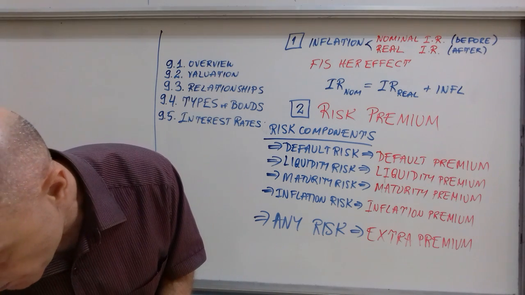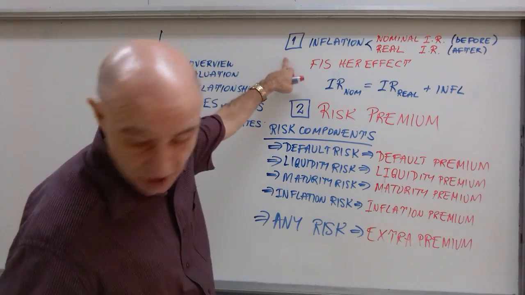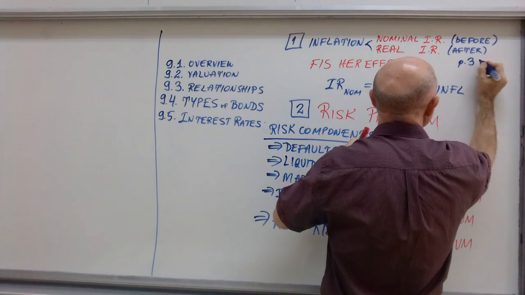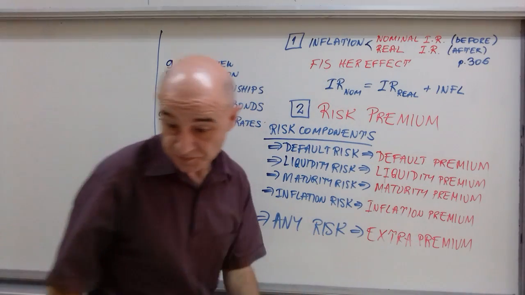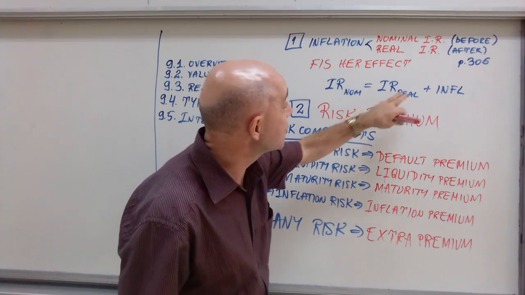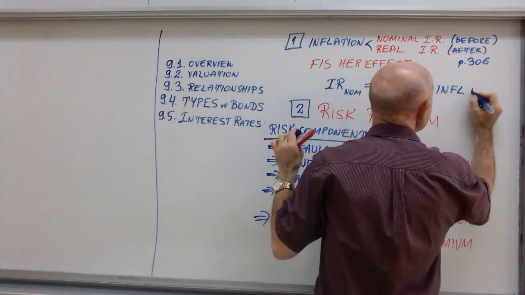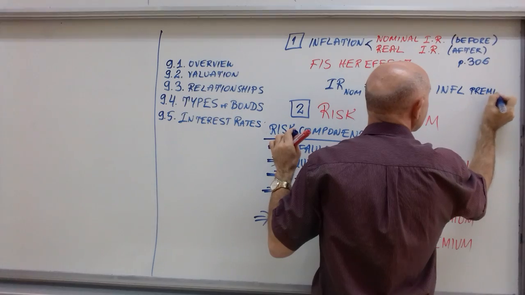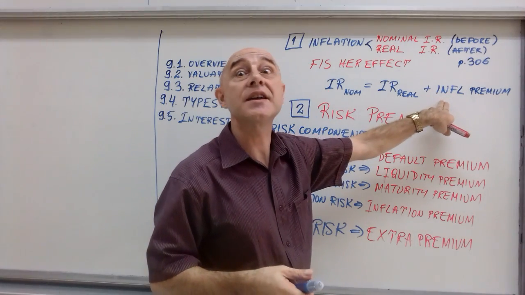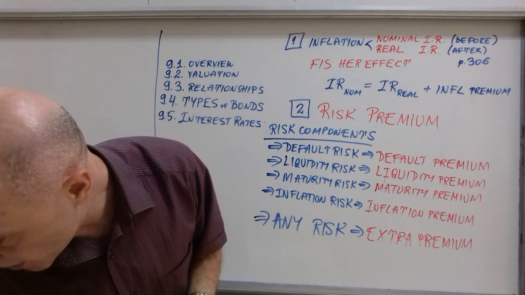Okay, so real risk-free versus real, that's here, page 306. Inflation premium. So, when we say interest rate, we can write plus inflation, or we can say plus inflation premium, which is simply a premium for expected inflation. All right, I've got this part, inflation premium.